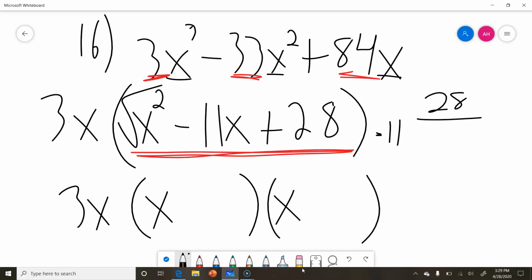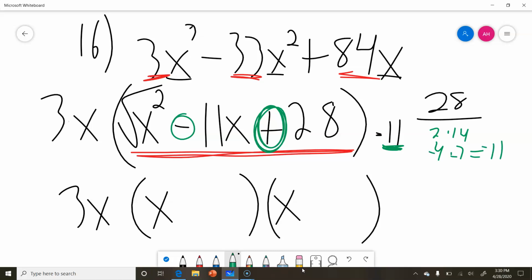So the signs have to be the same, and here's how I know. Look, there's a plus. So if that's plus, the signs have to be the same, and then if this is a negative, then I know that they both have to be negative. So I'm looking for 2 negatives that will add up to negative 11. So let's try some here. 2 and 14. Nope. 4 and 7. Ooh, 4 plus 7 is 11 if they're both negative. It's negative 11. So now I know.